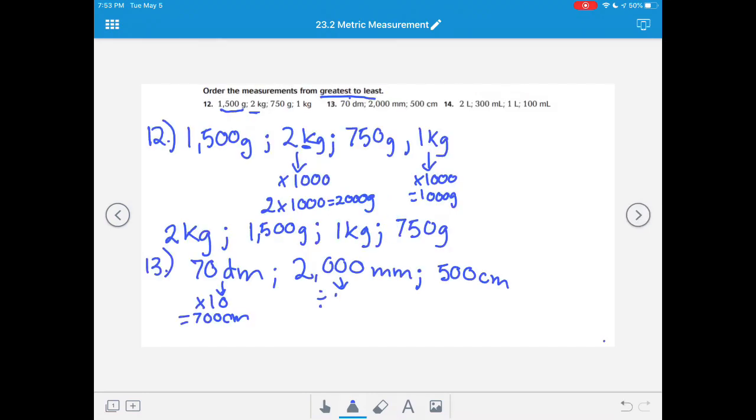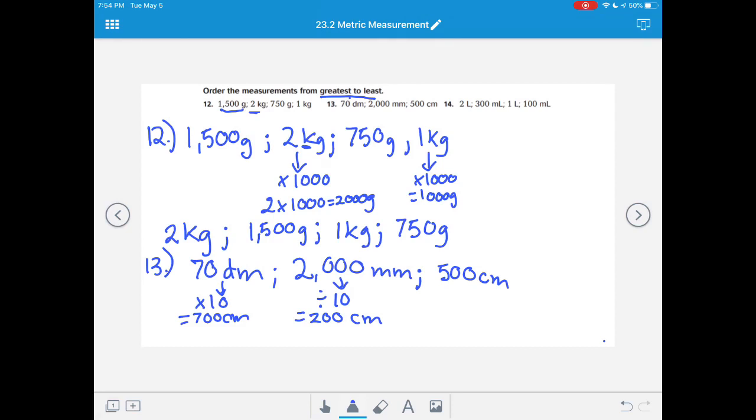So I'm going to divide 2,000 by 10 to get centimeters. 2,000 divided by 10, you can do that in your calculator or using mental math, crossing off a 0 from each number, which would leave us at 200. So 200 centimeters is equivalent to the 2,000 millimeters. And then I already have 500 centimeters as centimeters, so that can stay as is.